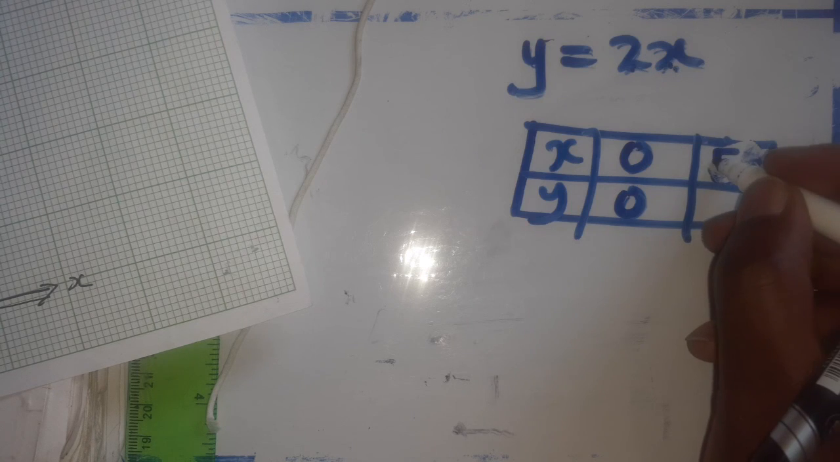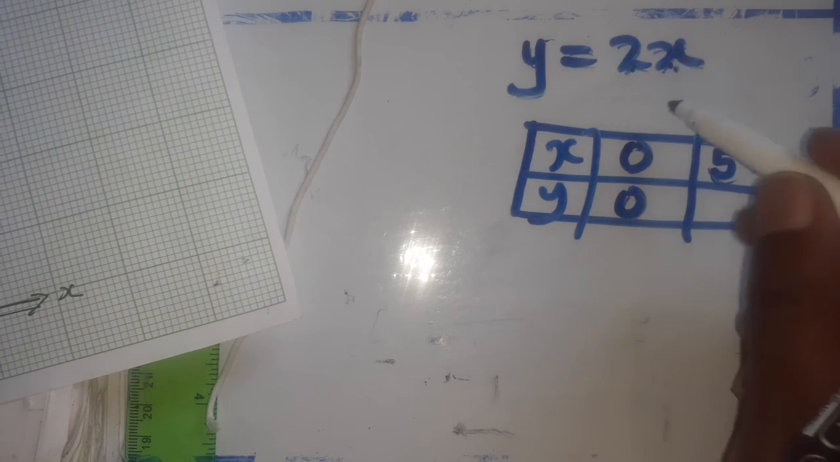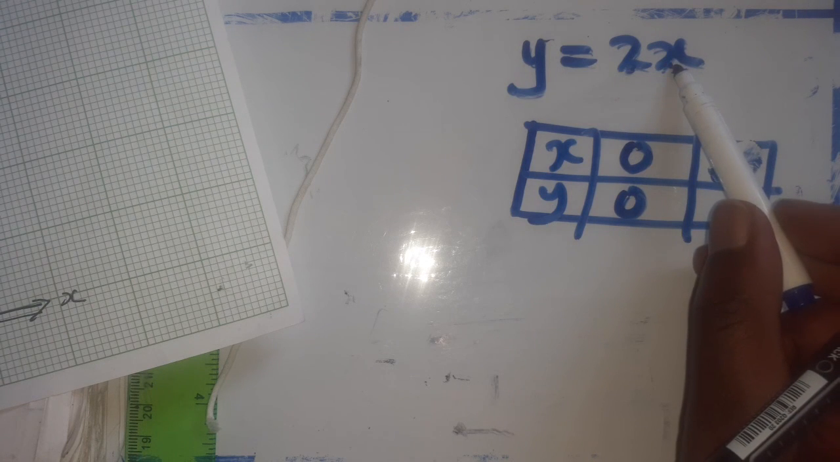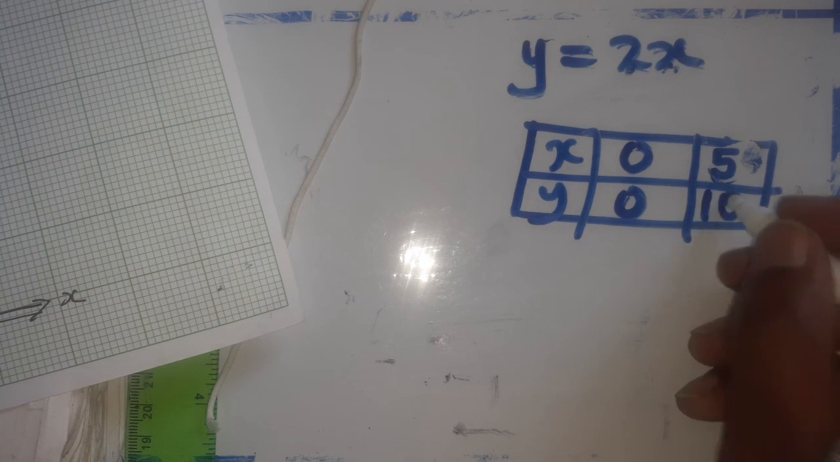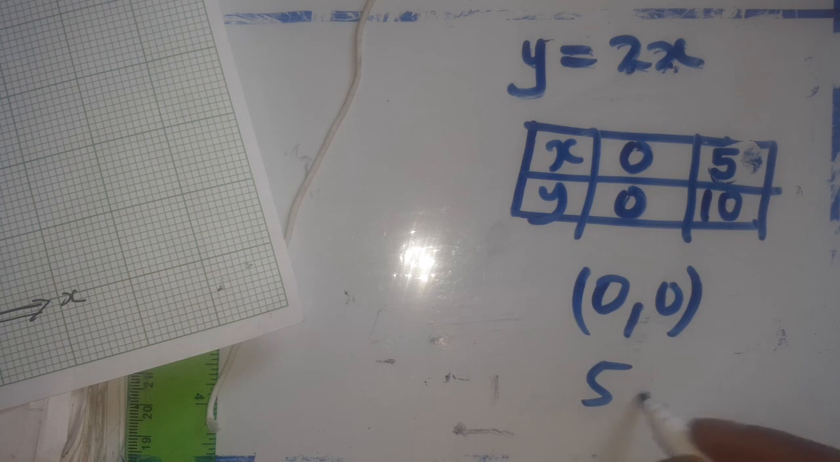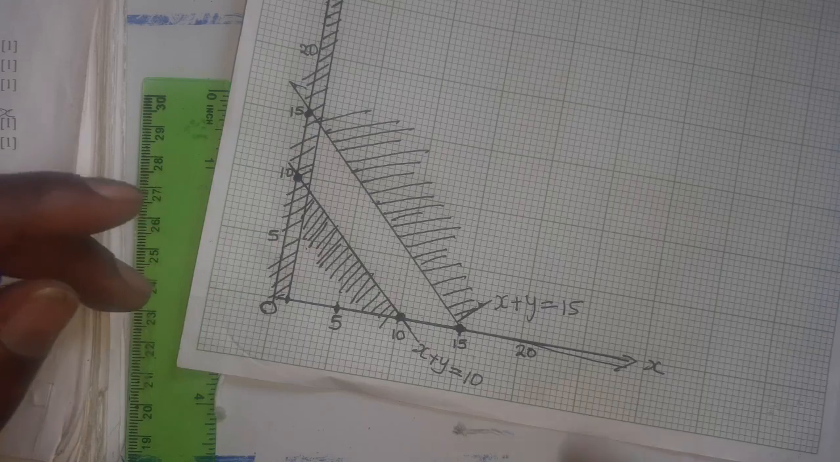This is 5 here. If you put 5 here where there is x, it will be 2 multiplied by what? By x. And this is going to give us 10. So what coordinates are we having here? 0, 0 and 5, 10. So these are the coordinates that we are going to take on the graph paper. Are we together? We continue.